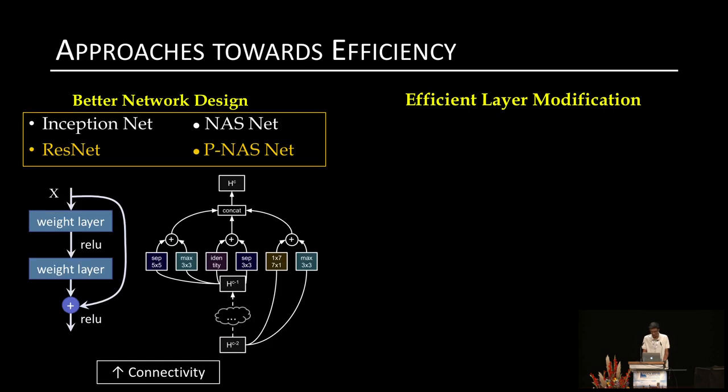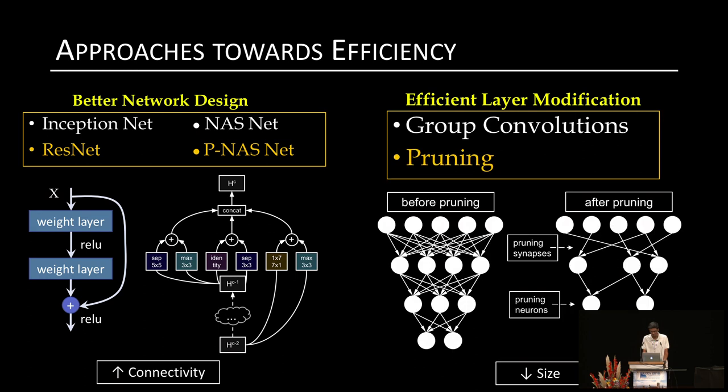Network design techniques construct or learn overall network architectures. They use principles such as increasing connectivity or multi-scale processing to do so. Layer modification techniques, on the other hand, propose generic transformations to existing layers. This transformation is aimed to make them more compact or efficient. Given our architecture, layer modification techniques such as pruning allow us to significantly compress it with minimal impact on accuracy.